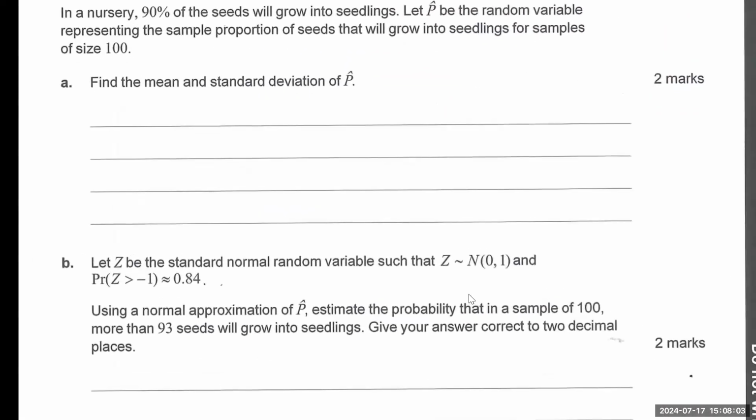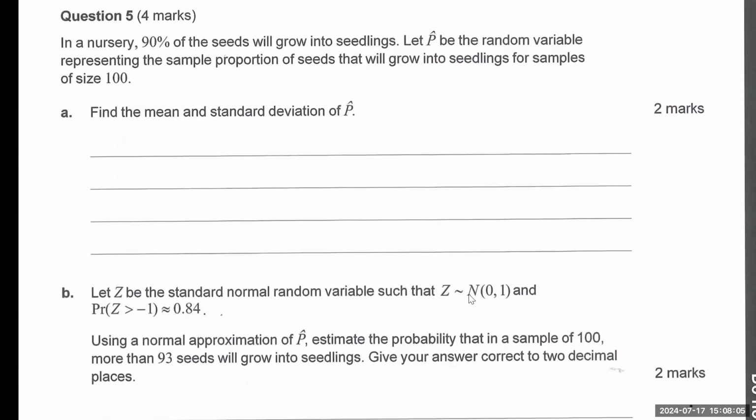All right, question 5. In the nursery, 90% of the seeds will grow into seedlings. P hat be the random variable representing the sample proportion of seeds that will grow into seedlings for a sample of size 100. Find the mean and the standard deviation of P hat. So pretty much your population proportion is 0.9, and 1 minus p will be 0.1. n equals, let's say, 100.